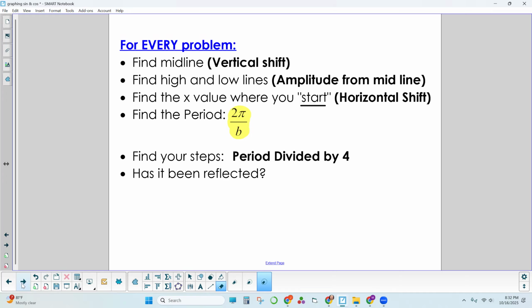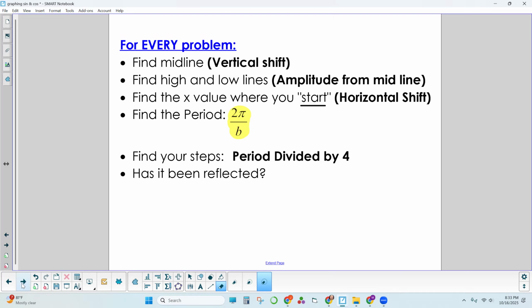Okay, so we find the x value where we start, which is determined by our horizontal shift. If there is no horizontal shift, you simply start at 0. Now the period change. The period of cosine and sine is 2 pi to begin with. But if there is a horizontal stretch or compression, which is represented by the letter b, typically in the transformational form that is being shown, then we need to divide our period 2 pi by the value b. And that's what we're going to look at today.